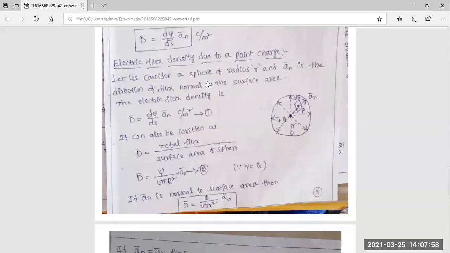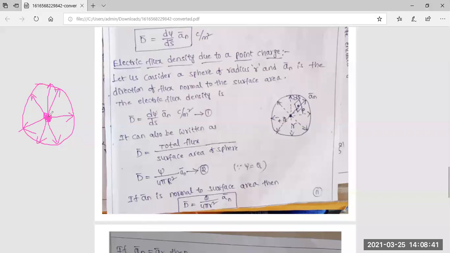So let us consider a sphere of radius r, and an bar is the direction of flux normal to the surface area. Suppose I draw here, this is the sphere, and we place the point charge q. Whenever the point charge q is placed at the center or origin of the sphere, the electric flux lines originate from this point charge, originating meaning starting. Those electric flux lines are the outward flux.